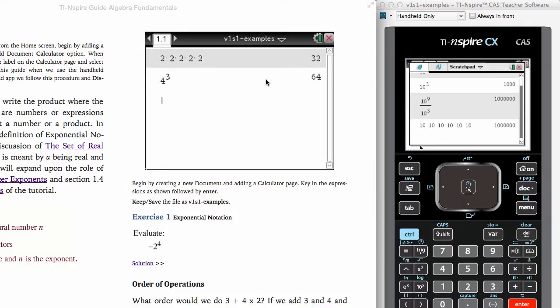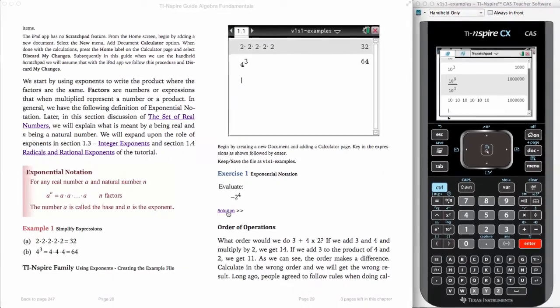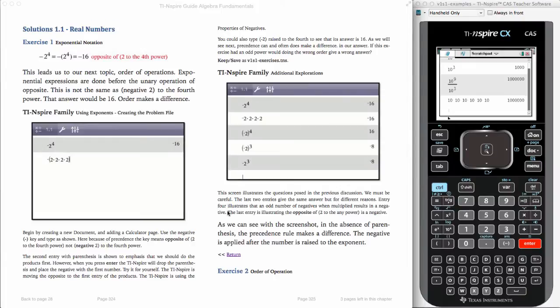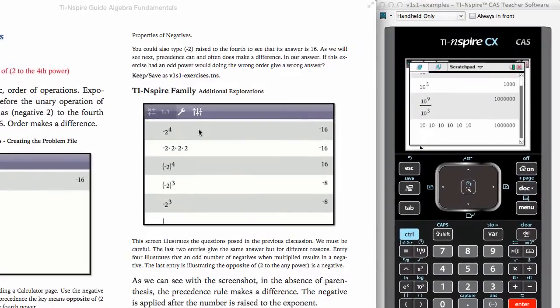So 2 to the 5th power is 32. 4 to the 3rd power is 64. So we're showing one of these as being multiplied out and one of these using exponent form. Let's go ahead and click on this link. So when we click on this link, you will see some partial parts of the iPad screens for working problems out.